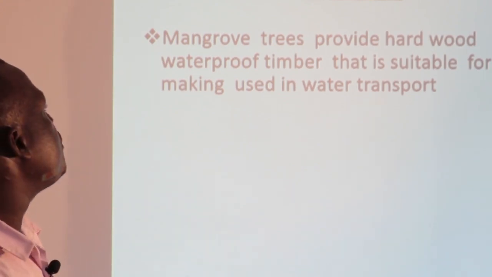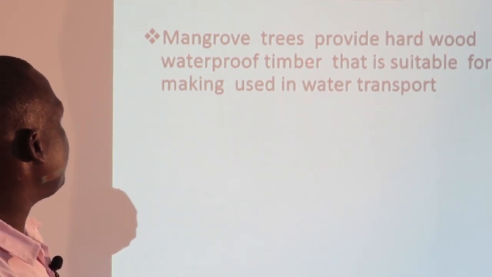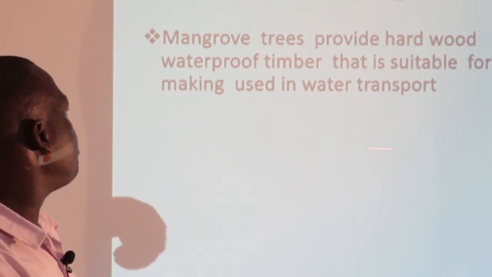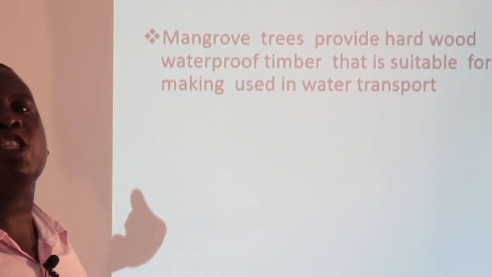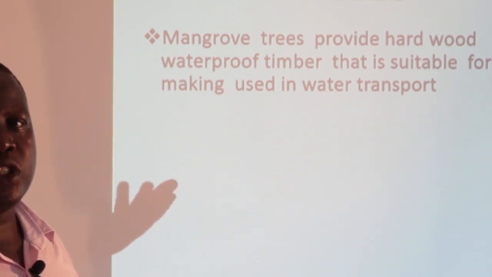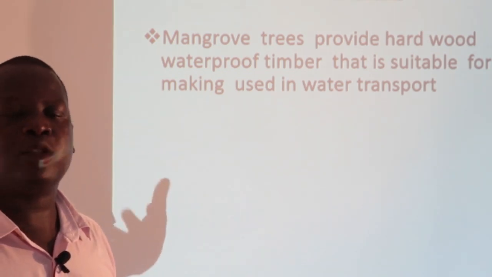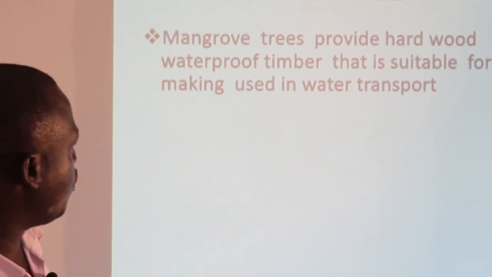We want to look at the importance of mangrove forests. How are they important at the coastal areas and the countries where they are? We have one: the mangrove trees, as you see, provide hardwood, waterproof timber that is suitable for ship making used in water transport. Those people who build the ships used in water transport, in oceans, in seas, and other large water bodies, benefit a lot from the mangrove forests.